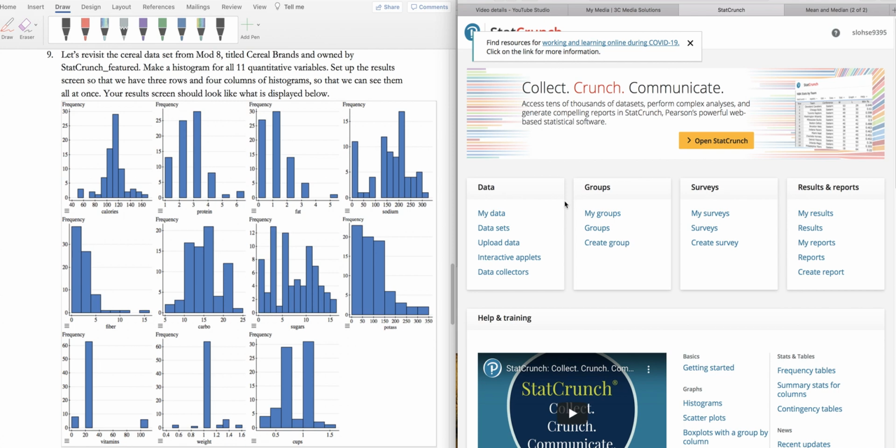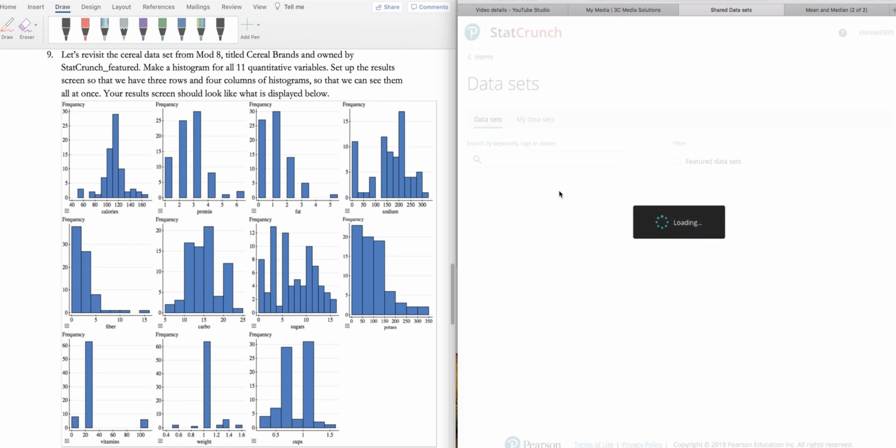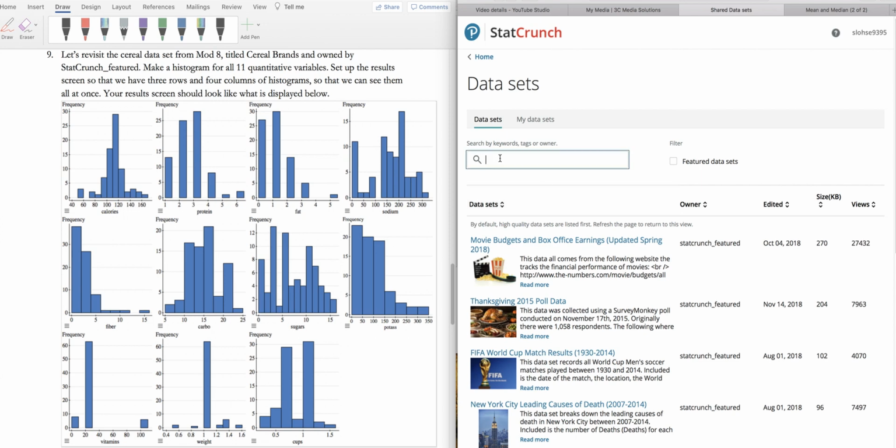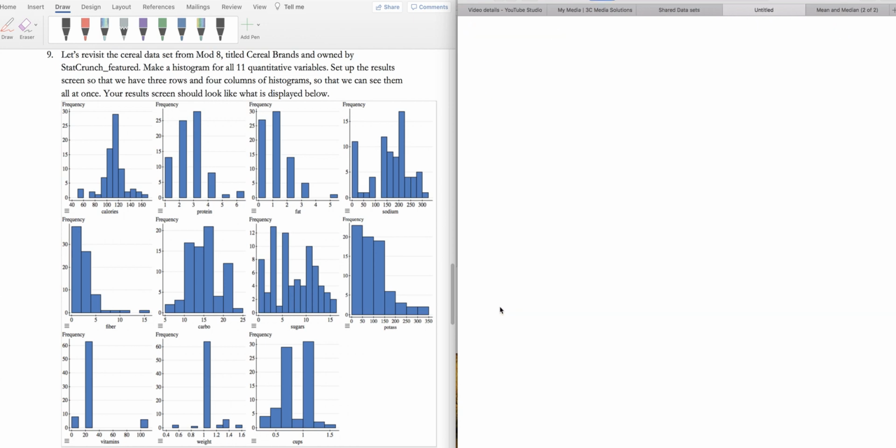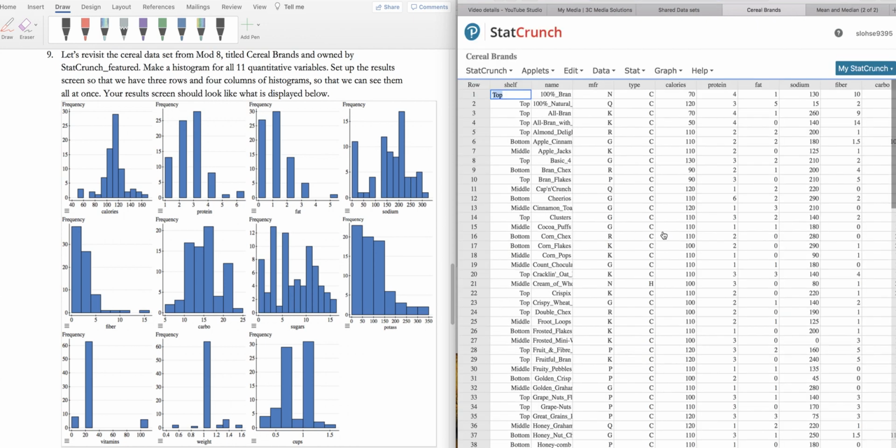So I'm going to start here from the home page. Remember that we load our data sets by clicking on data sets, and then we can put some keywords in our search box. I'm just going to search for cereal, and this is the one we wanted, cereal brands owned by StatCrunch Featured. So I'm going to load that back into my data set.